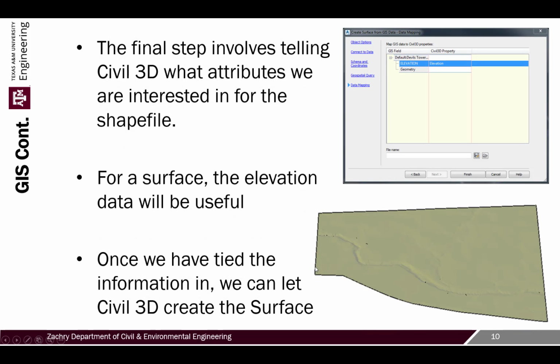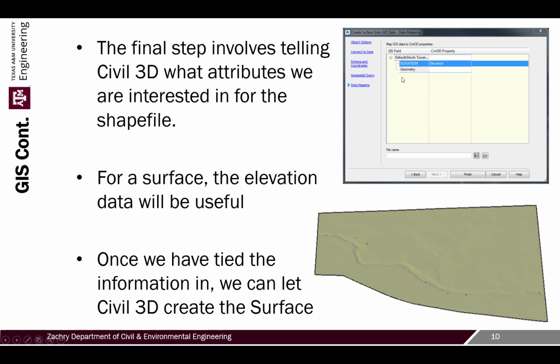This is really the most important step, because remember, GIS information has attributes in it, for lack of a better term. One of those attributes that we're using in this case is the actual elevation of the contour lines we're trying to access. So what we need to do is tell Civil 3D to look for that attribute.